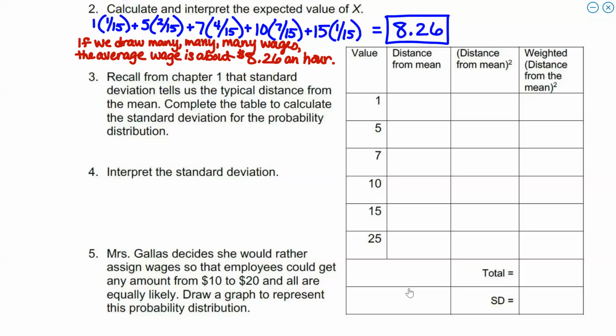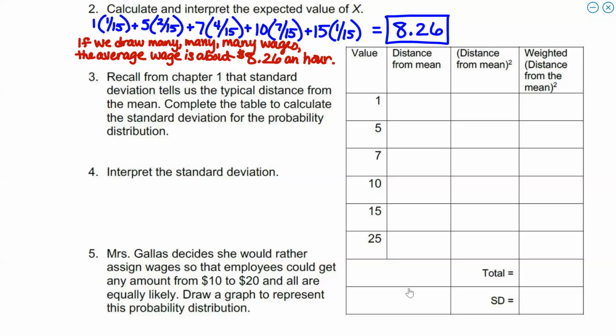All right. Do you guys remember all the way back in chapter 1, so we're reaching all the way back to August now, when we calculated the standard deviation, it tells us the typical distance that any randomly selected point will be away from the mean. So I want to calculate this table. I want to compute the values on this table.